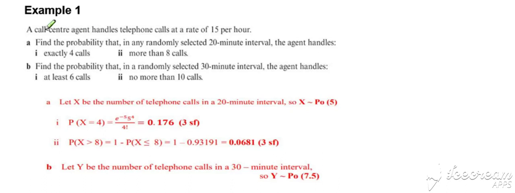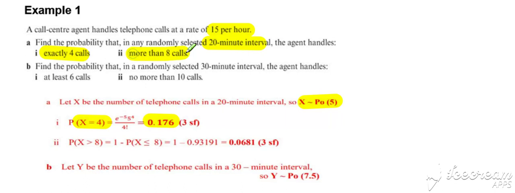So when tackling Poisson questions, always take care to look carefully at the time period, the lambda value given, and the time period for the question, and make sure you adjust lambda accordingly. So here it's 15 per hour. We're looking at a 20-minute period, so therefore we set up a Poisson distribution with a lambda value of 5. And then to work out exactly 4 calls, we can use our formula or calculator to work out our answer.